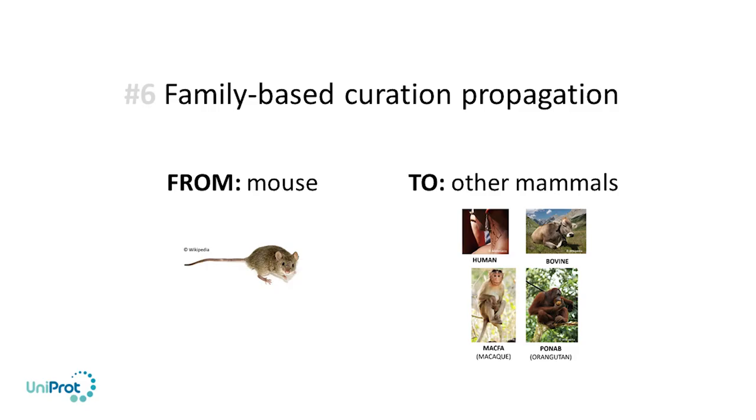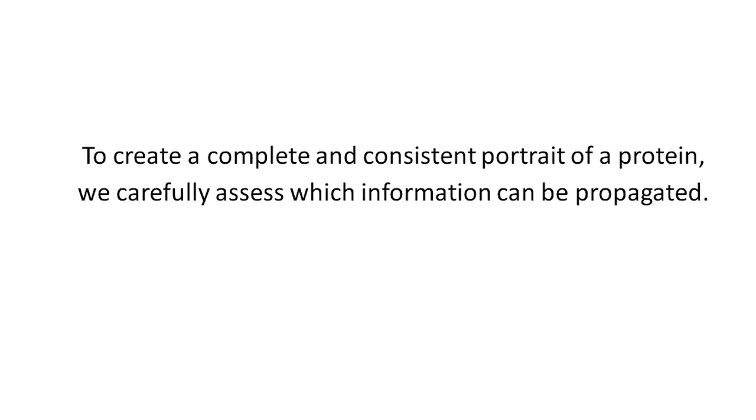The next step is family-based curation propagation. Annotation content can be propagated to other mammalian species using our propagation tools. Experimental information can be spread among orthologs because researchers experimentally study different aspects of a protein in different mammalian species. To create a complete and consistent portrait of a protein, we carefully assess which information can be propagated, considering that not all types of information can be propagated to orthologs.